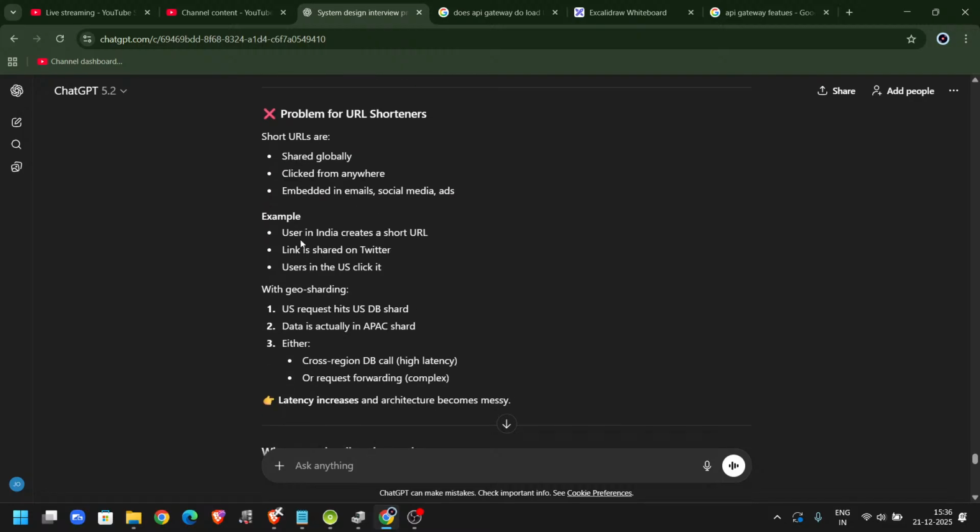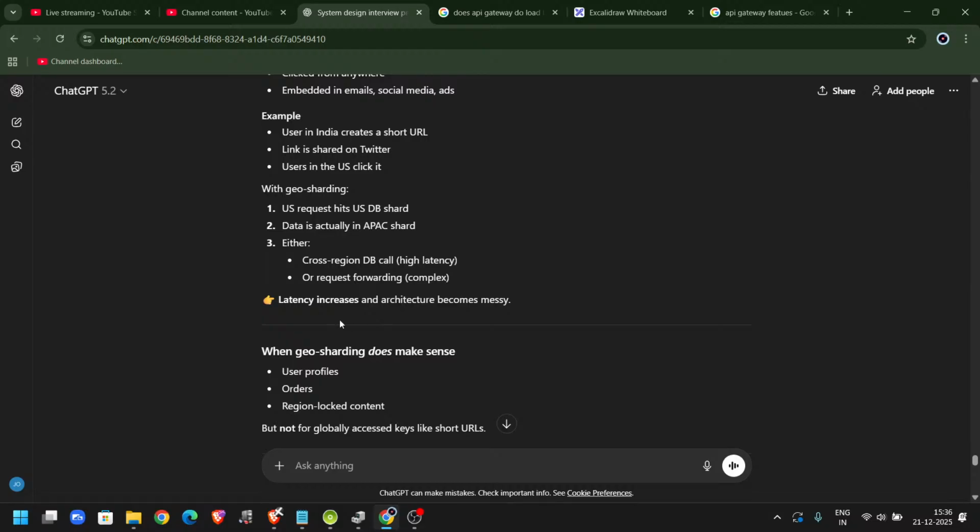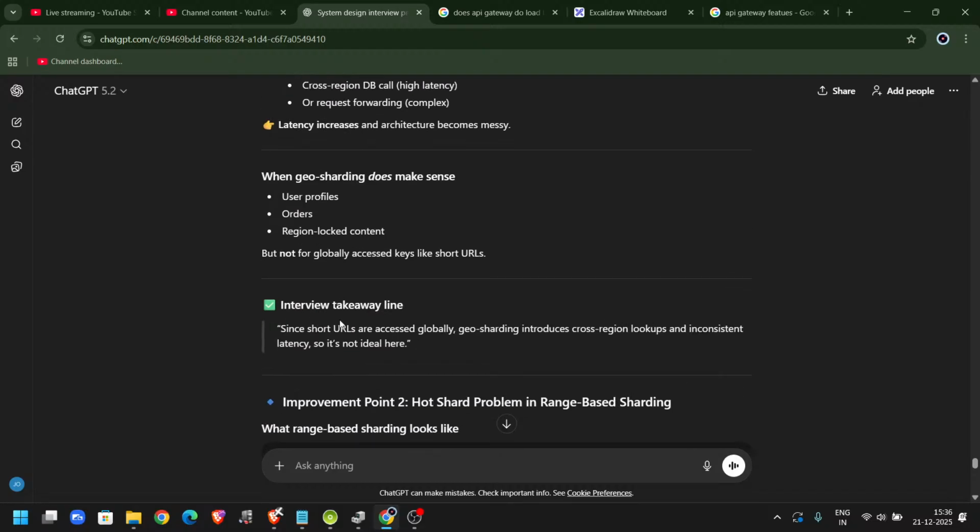Example: a user in India creates a short URL. The link is shared on Twitter. Users in the US click it. With geo sharding, the US request hits the US DB shard, but the data is not available there. Either a cross-region DB call with high latency, or request forwarding, which is complex. Latency increases and the architecture becomes messy. So when does geo sharding make sense?